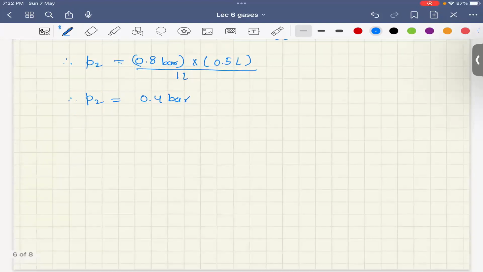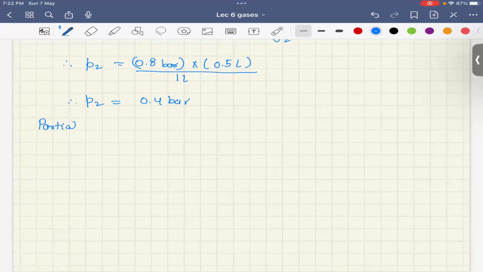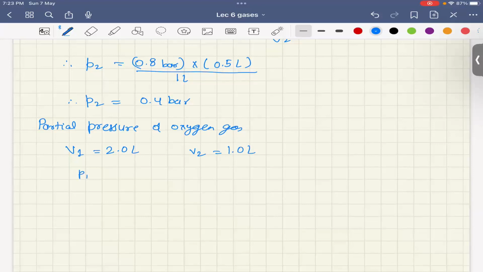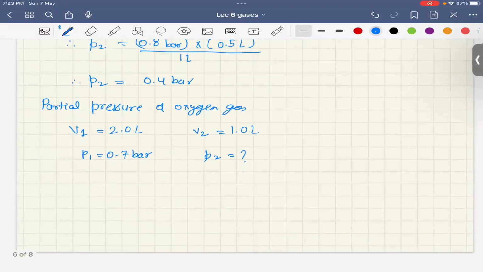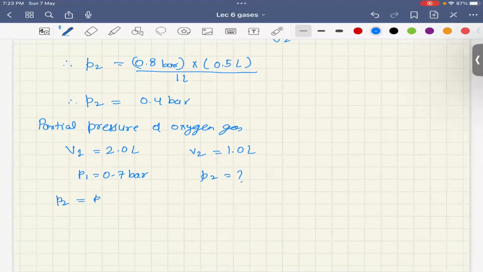Now, the partial pressure of oxygen gas, right? So here we are given V1 as 2.0 liter, V2 as 1.0 liter, P1 has been given as 0.7 bar and P2 is unknown, right? So again we use Boyle's law, which is nothing but P2 is equal to P1 V1 by V2.